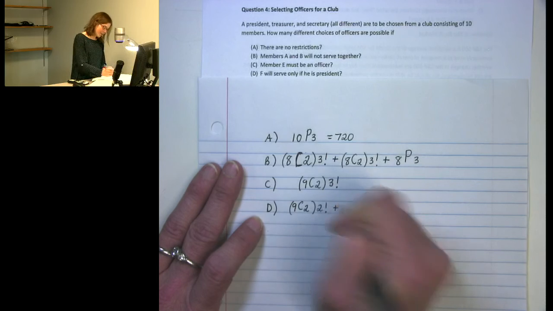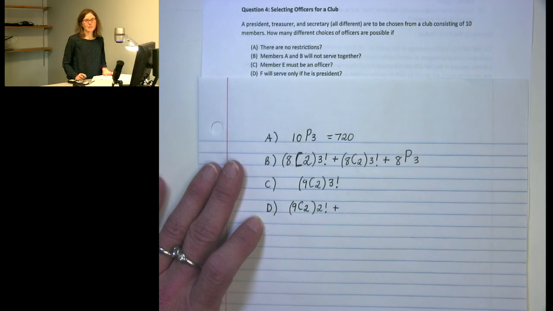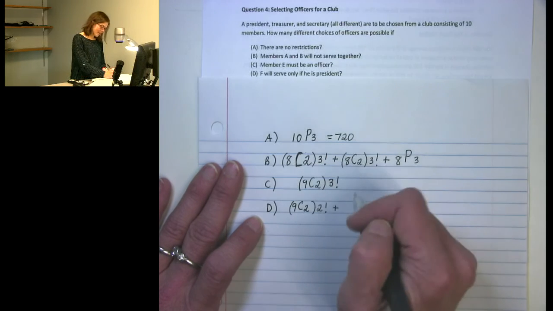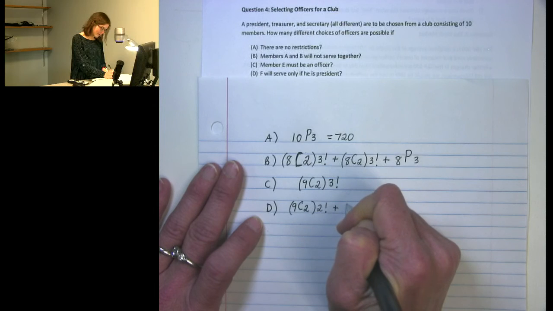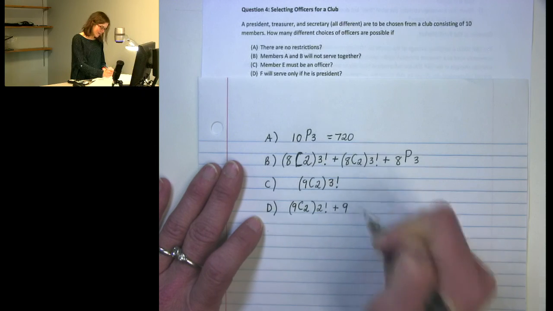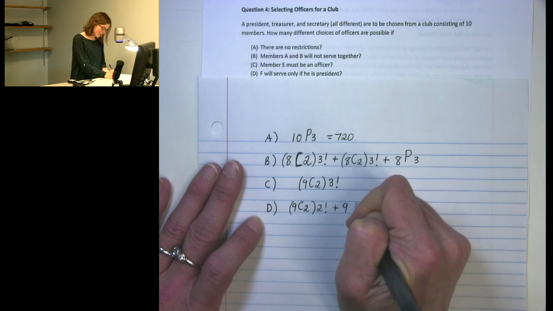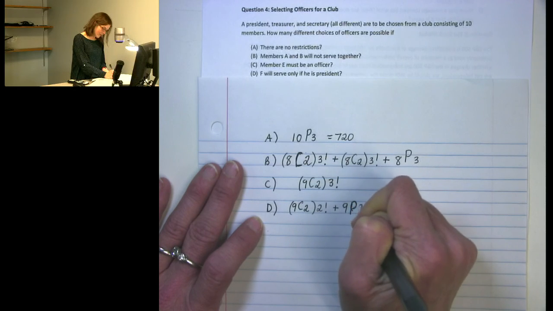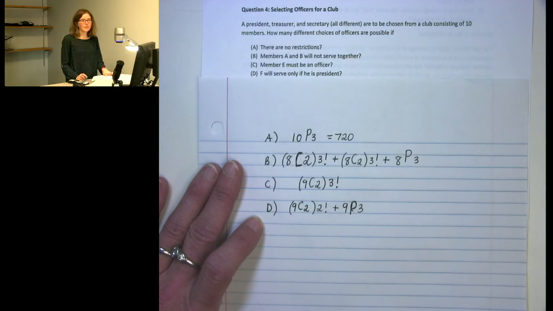There's also the number of ways that we could not have F as president. Right? And so that would leave 9 people left, of which 3 of them would be chosen and permuted into the positions. So 9 permute 3. So that's how we can go through and do this.